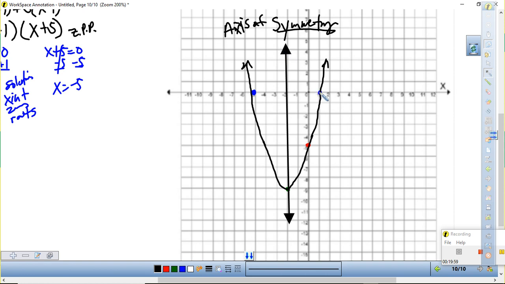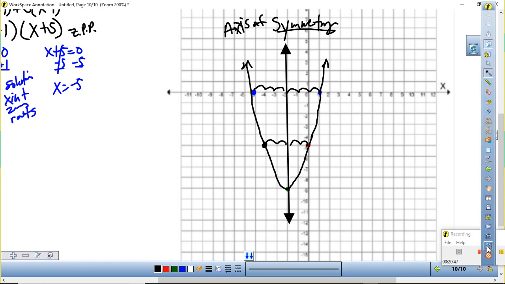So watch. Look at the root. How many steps is the root away from this axis? 1, 2, 3. Very good. So guess what? The other root should be how many steps? 1, 2, 3. That is correct. Therefore, look at the y-intercept. How many steps is the y-intercept away from that axis? 1, 2. So therefore, since this is symmetry, there has to be a point how many steps away to the other side? 2. 1, 2. What is this point? -4, -5. Does everybody see that?